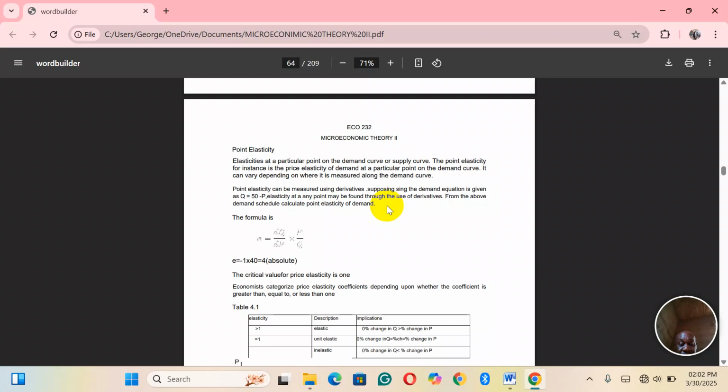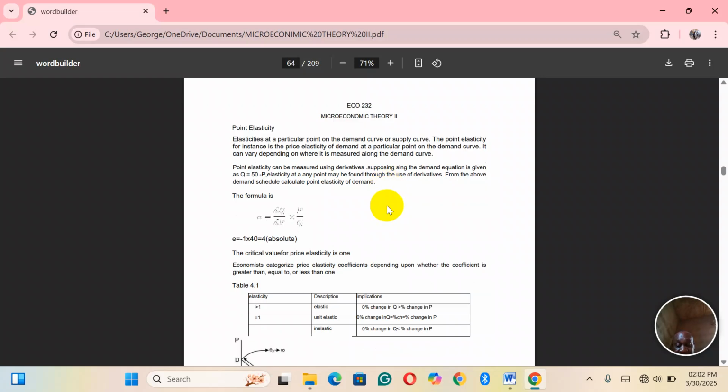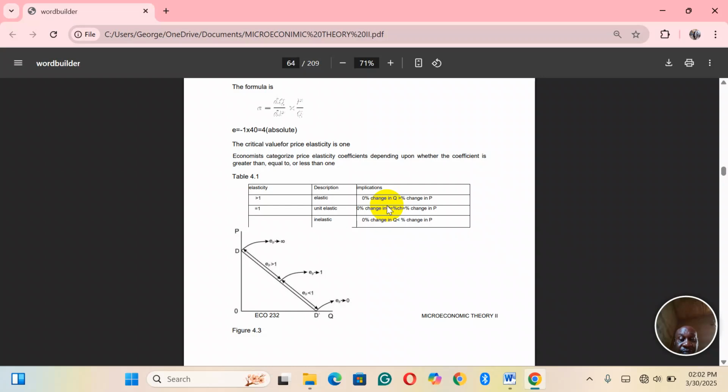Economists also categorize price elasticity by the price elasticity coefficient, depending upon whether the coefficient is greater than, equal to, or less than 1. And so we can see the graph there.